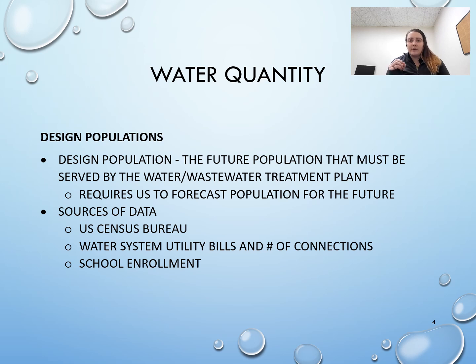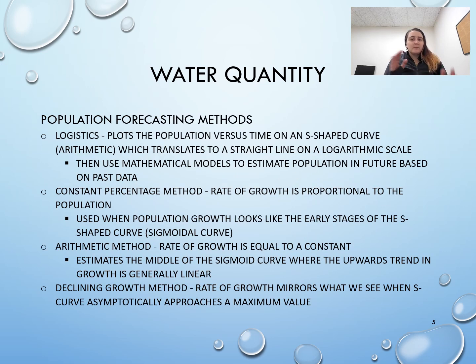So we need to be aware of what we call our design population. So the design population is basically the future population that must be served by the water or the wastewater treatment plant. And it's most of the time going to require us to try and forecast the population forward into the future. So we can use sources of data like the US Census Bureau, we can use water system utility bills, number of connections, school enrollments. There's many different sources of data that we can use to find population. And then you can pause this slide to kind of take notes on each of these different methods. I'm not going to quiz you on the specific methods. It's just kind of good to know how you could forecast population.